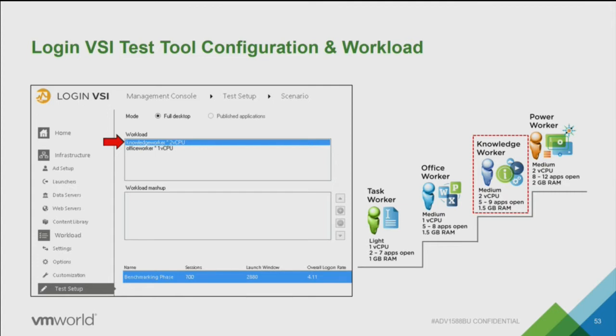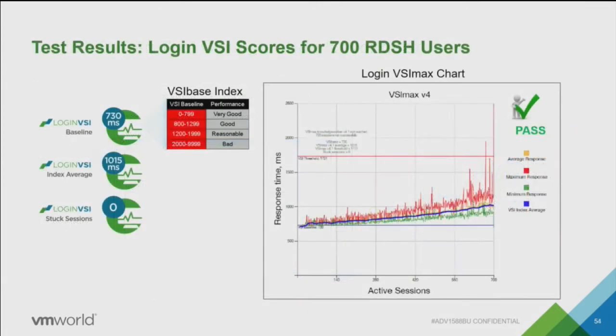Also, you have 4 different workloads, but when you put it in benchmark mode, you only get the office worker and the knowledge worker. The knowledge worker is the more aggressive of the two. So once again, we wanted to battle test that solution to make sure that it was performing at its peak. So these are the test results as Login VSI reports them. Login VSI provides a lot of data for their Login VSI max.